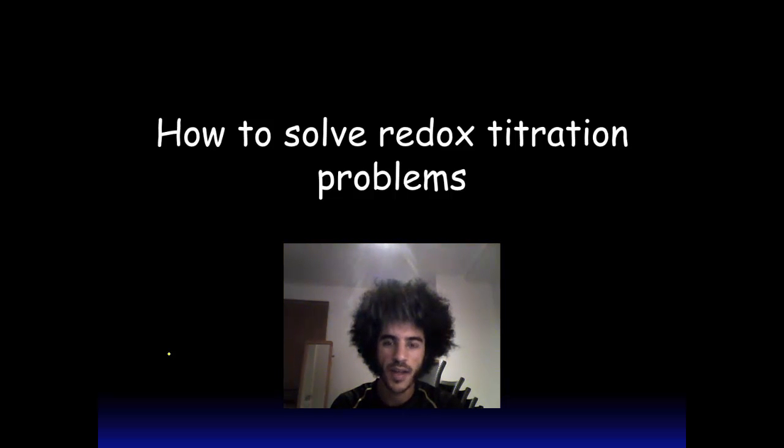And welcome to another tutorial. This one is about how to solve problems around Redox titrations. I'm going to go through the basic process of how to do them, and then I'll embellish it with a bit more information about how to tackle particular problems.